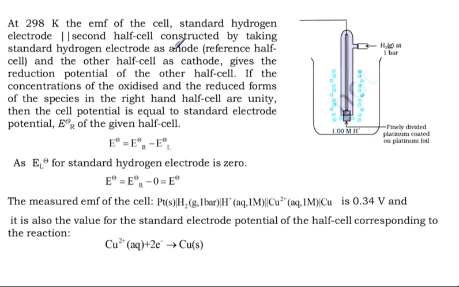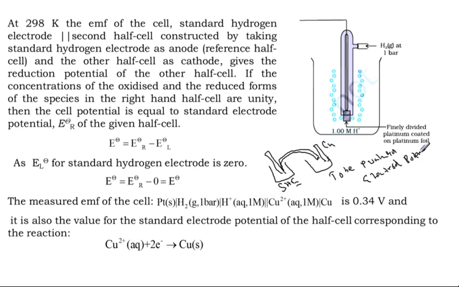How to construct it? Listen, this is the left side vessel, this is the right side vessel, and these two are connected by a salt bridge. This is the standard hydrogen electrode, and this is copper, Cu, the electrode whose potential has to be evaluated. Okay, so this is platinum and this is copper, and this is the salt bridge.